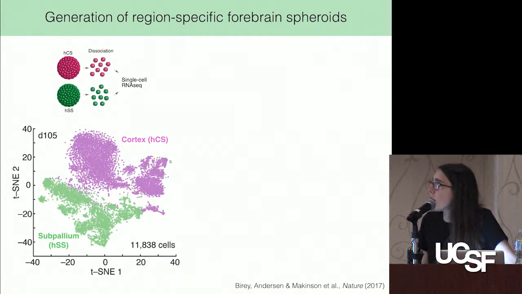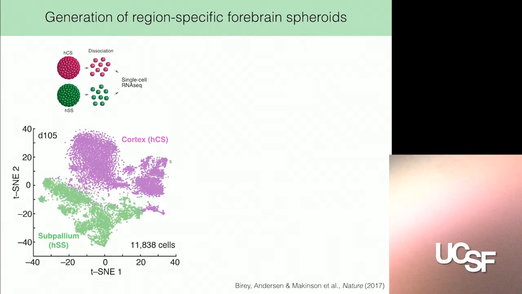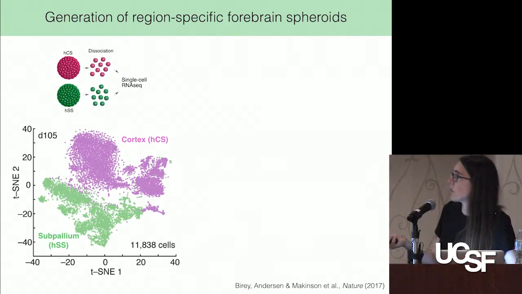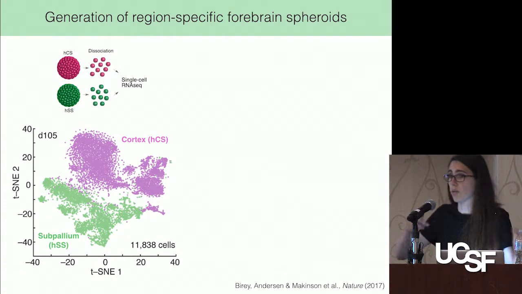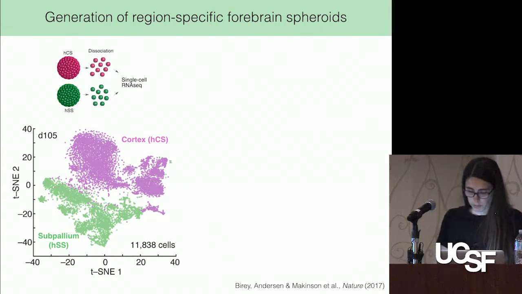And so here what I'm plotting is each dot is a cell. We have almost 1,200 cells. What you see is gene expression in cells, and what you expect is that cells with similar gene expression are going to be closer together in this plot. And that's what you see. Cortical cells, which are the purple ones, are on the top, and subpallial cells are on the bottom, and you see that they cluster separately.